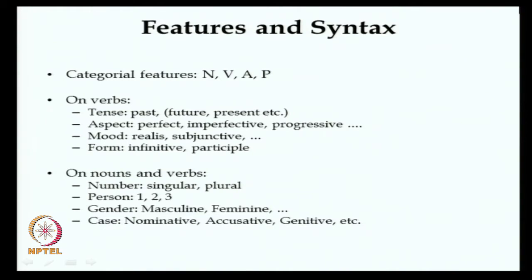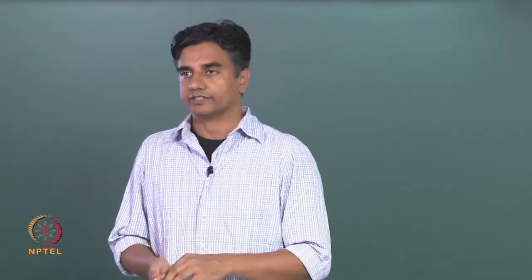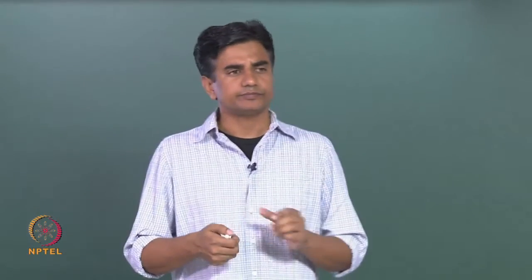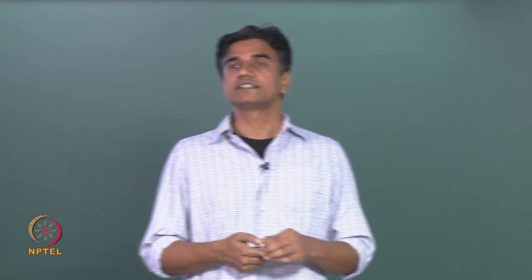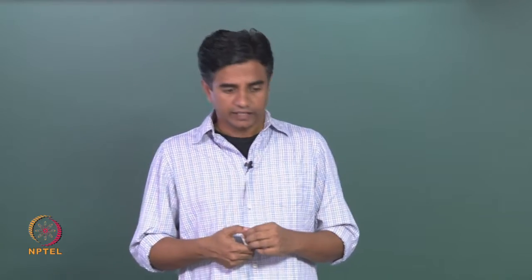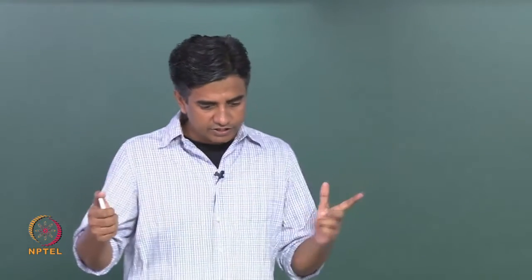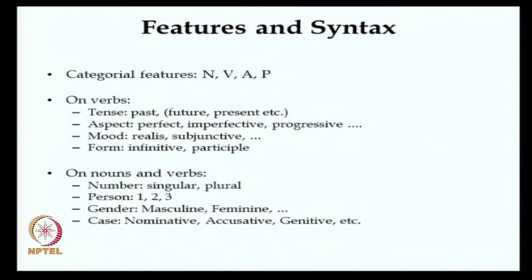There are several categories in language. We are going to be talking about four of them, and some of them are nouns, verbs, adjectives, and prepositions or postpositions. Okay? We come to this structure and rules underlying this structure in a minute.